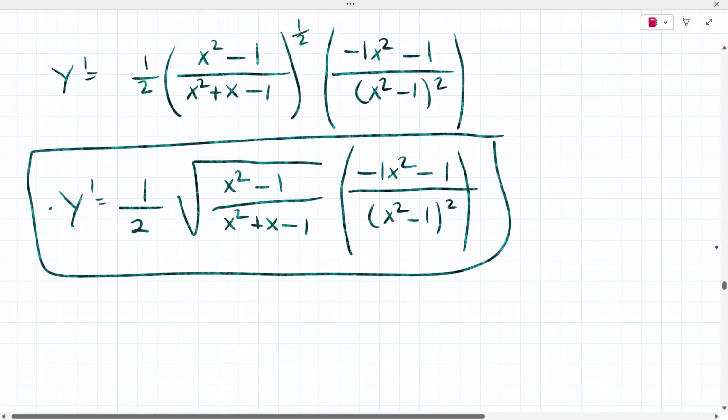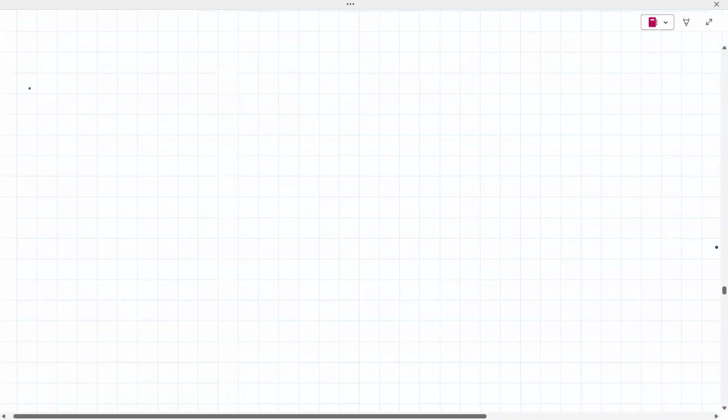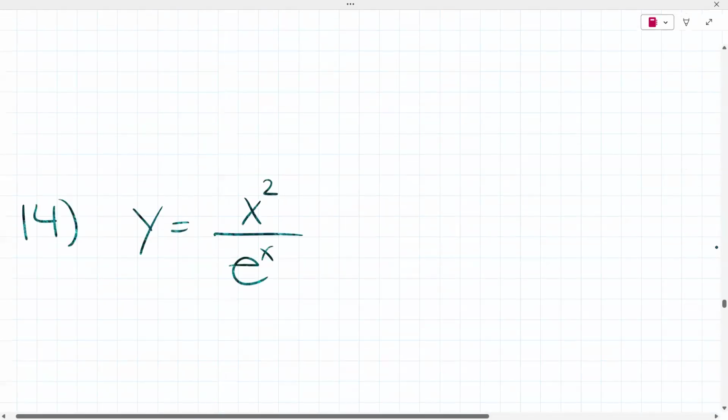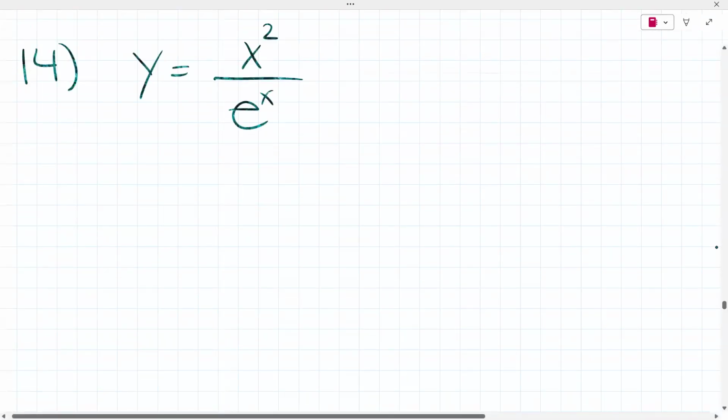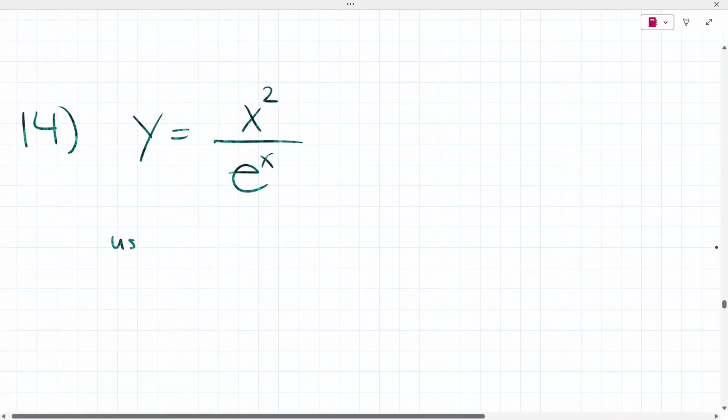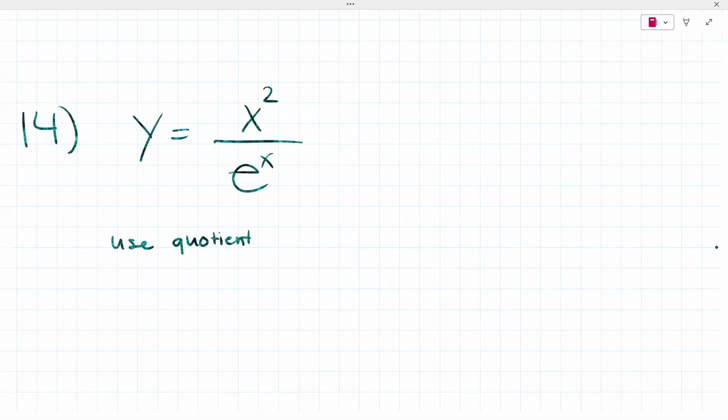Okay, let's move on. Let's move on to 14. So let's say we have y equals x squared over e to the x. So on this one, you can use quotient rule or product rule. So how can you make it a product rule? Well, I'm going to use the product rule because I don't like the quotient rule.